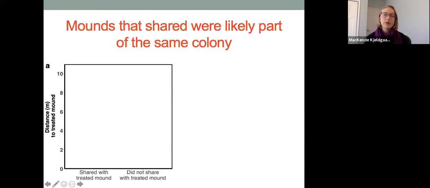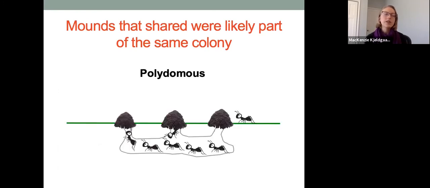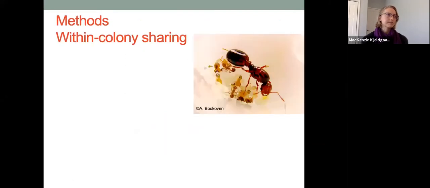And mounds that shared were likely part of the same colony. This is based off of distance. All of the mounds that shared were within 5 meters of that treated colony. Those that shared also had a very low pairwise FST value when compared with the treated mound. So this suggests that mounds that did share were likely part of the same colony. We know that fire ants are polydomous, so this means that essentially a single colony can have multiple mounds. So this is likely what happened in our results.